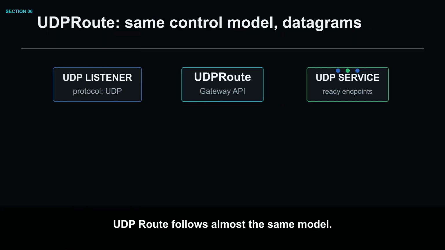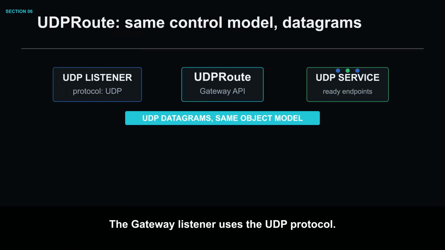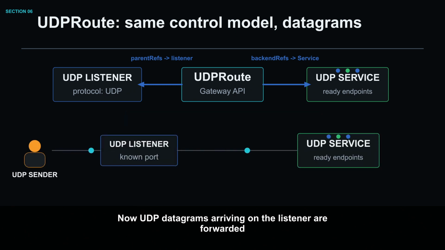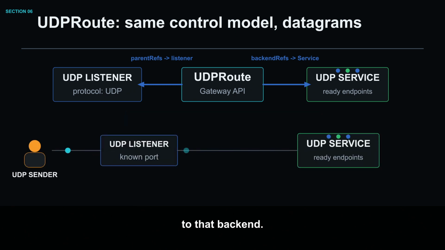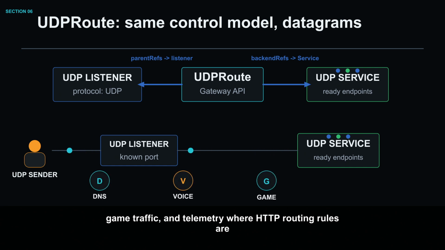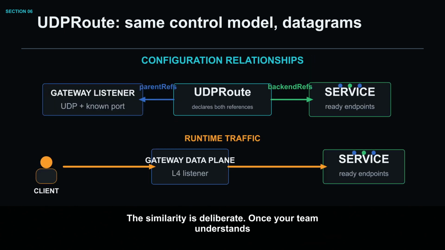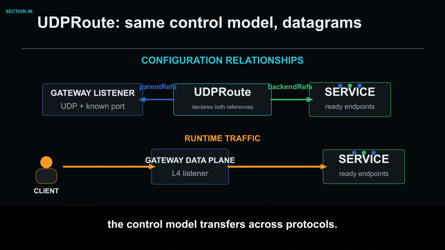UDPRoute follows almost the same model. The gateway listener uses the UDP protocol. The UDPRoute attaches to that listener. Its backend reference points to a service and port. Now, UDP datagrams arriving on the listener are forwarded to that backend. This covers workloads such as DNS, voice traffic, game traffic, and telemetry, where HTTP routing rules are simply the wrong abstraction. The similarity is deliberate. Once your team understands one gateway, listener, route, and service relationship, the control model transfers across protocols.